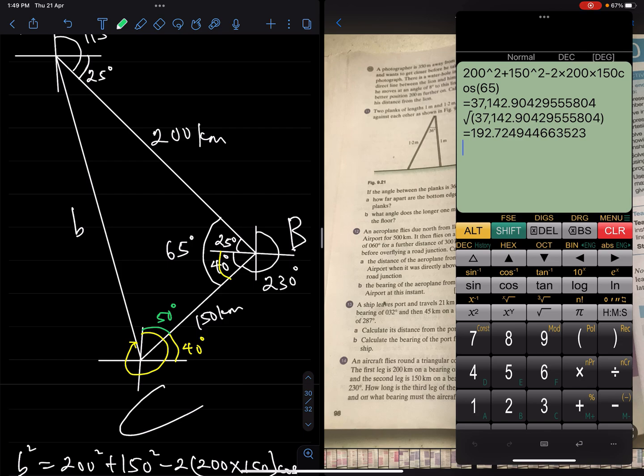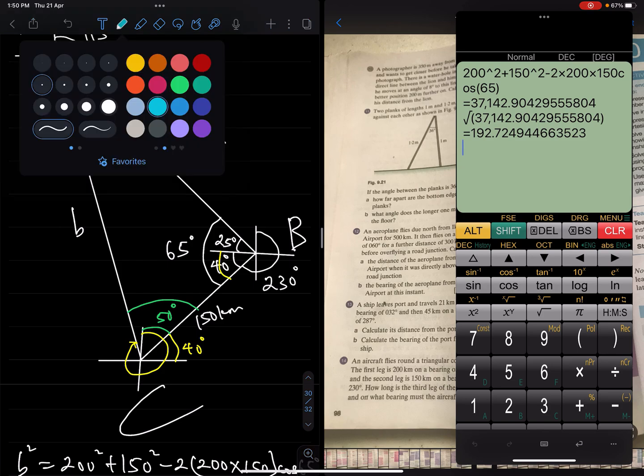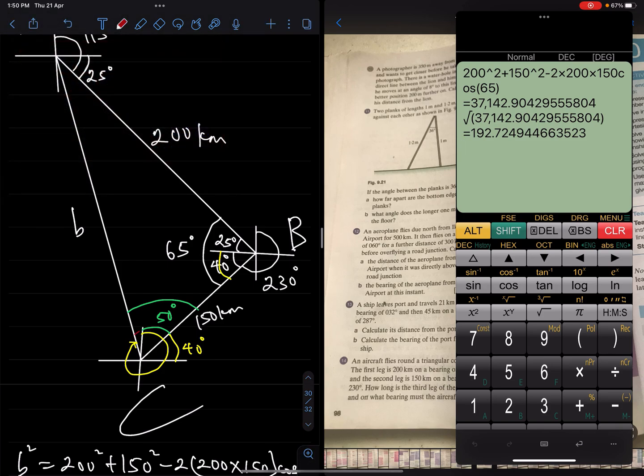So if I know the whole of this angle, I'll just subtract 50 from it to get this tiny one. Let me call this tiny angle, this very small angle, alpha. So if I call this theta, theta minus 50 will give me alpha.